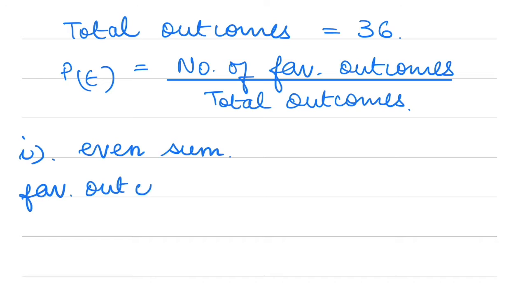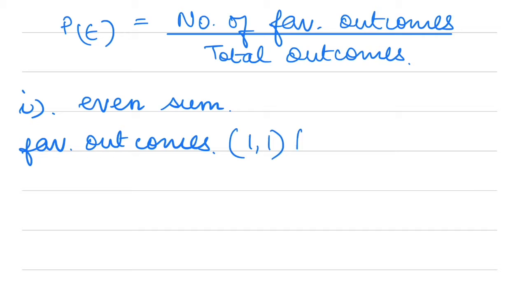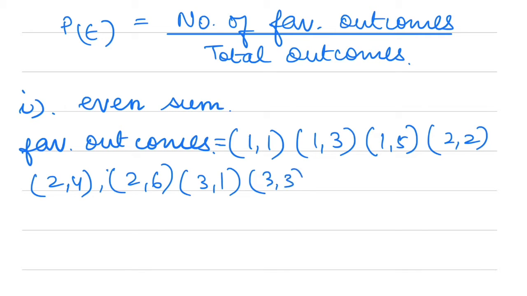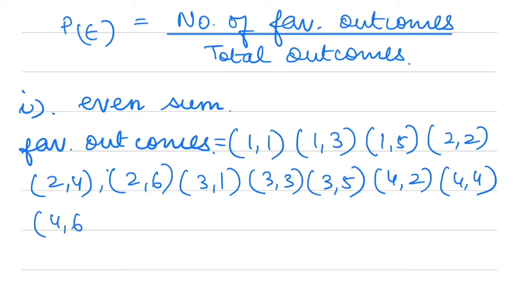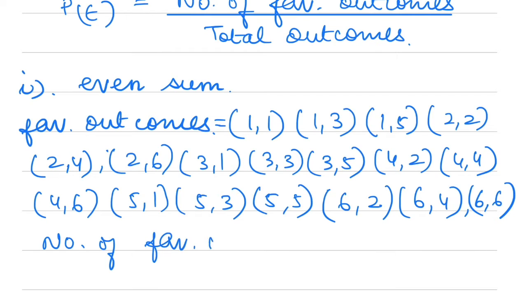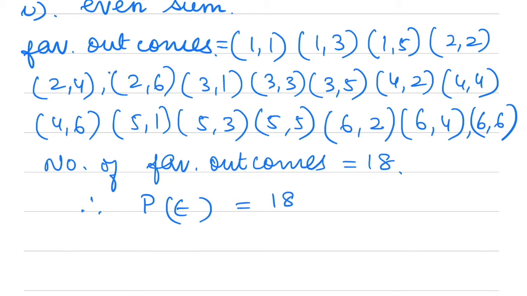Favorable outcomes will be 1 and 1, 1 and 3, then we have 1 and 5, 2 and 2, then 2 and 4, 2 and 6, then 3 and 1, 3 and 3, then 3 and 5, 4 and 2, then 4 and 4, 4 and 6, then 5 and 1 and 5 and 3, 5 and 5, 6 and 2, 6 and 4 and 6 and 6. Number of favorable outcomes are 18. Therefore, probability of this event is equal to 18 by total outcomes is 36. So this is 1 by 2.